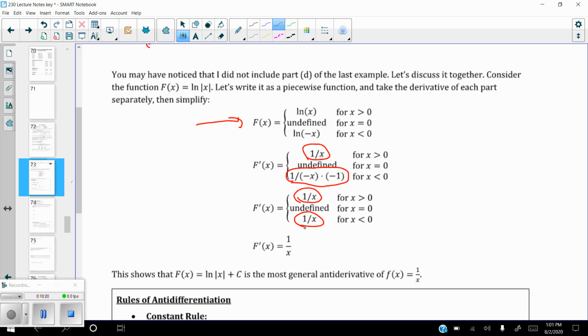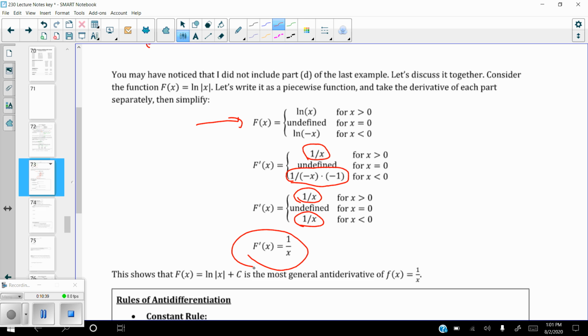So what that really tells us is that f prime of x is 1 over x, because obviously at 0 that's undefined, so you don't have to include that. So the derivative of the natural log of x, excuse me, the natural log of the absolute value of x is just 1 over x.